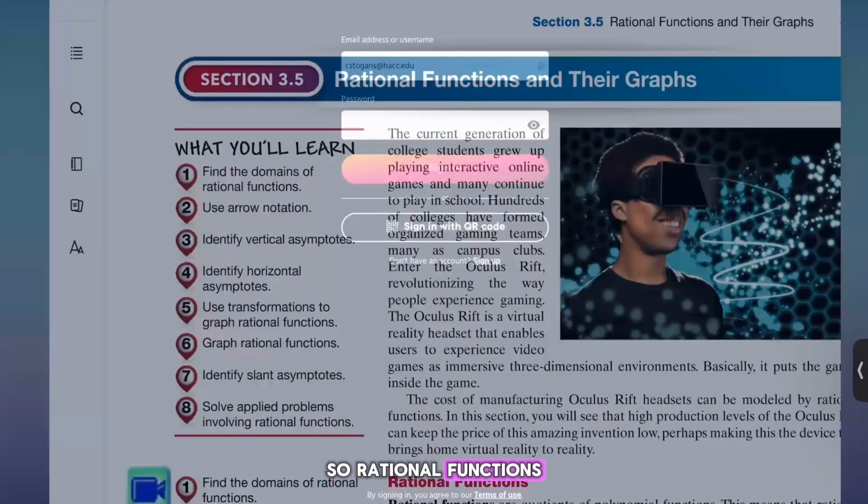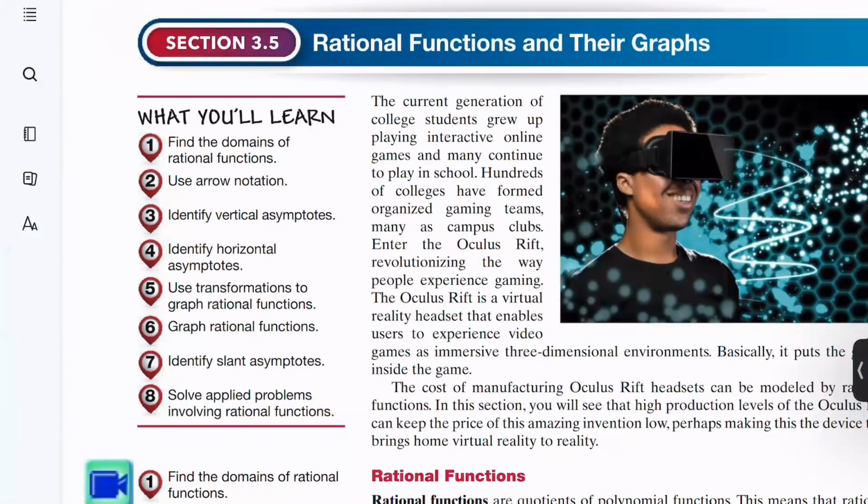So rational functions. I just realized there's a little lag there.